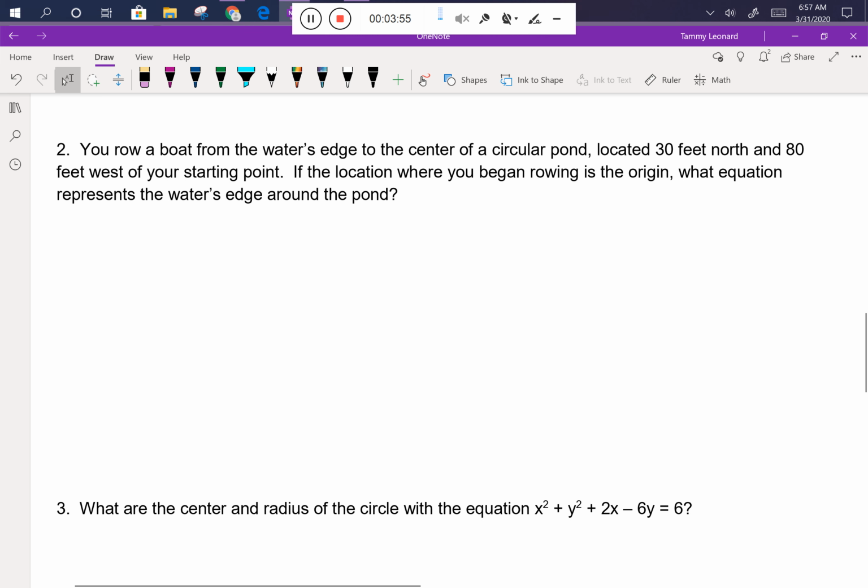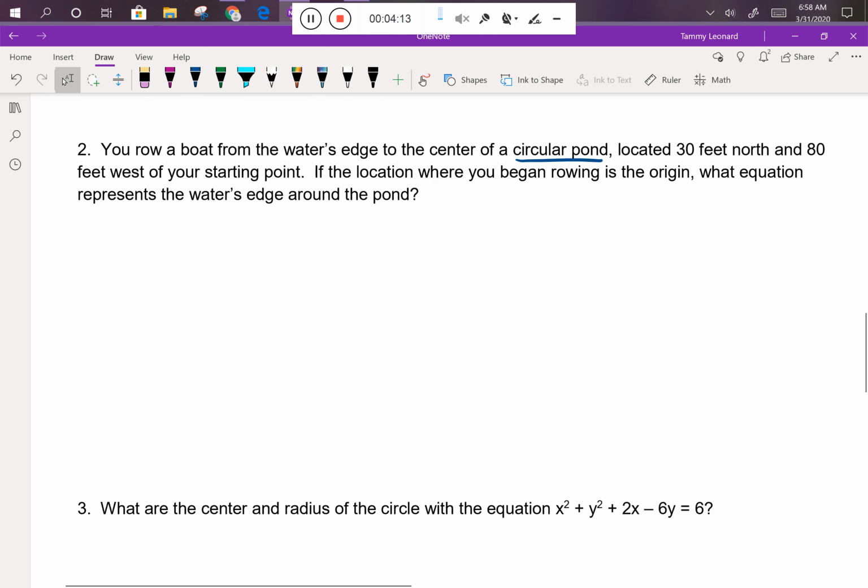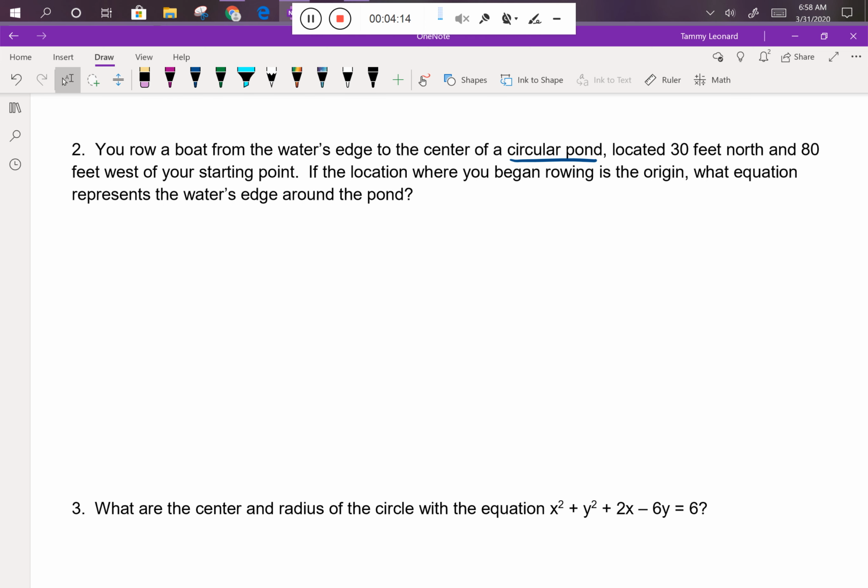All right, now we're asked, you row a boat from the water's edge to the center of a circular pond, located 30 feet north and 80 feet west of your starting point. If the location where you began rowing is the origin, what equation represents the water's edge around the pond? Okay, so they're telling us that this is a circular pond. So let's assume perfect man-made pond, not naturally occurring, strangely shaped pond.